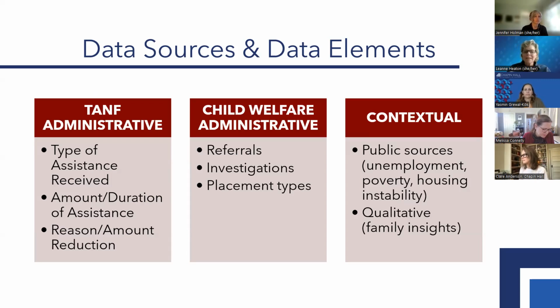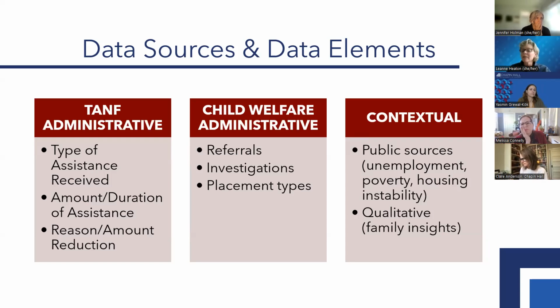So on the TANF side, we're going to look at the types of assistance received, the amount and the duration of that assistance, and then the reason or the amount of the reduction, if there were any reductions. On the child welfare side, we're specifically focused on 3 outcomes. Any sort of referral, and we consider that child welfare involvement, whether it is screened in or out. It does not matter to us. We simply want to know about referral.